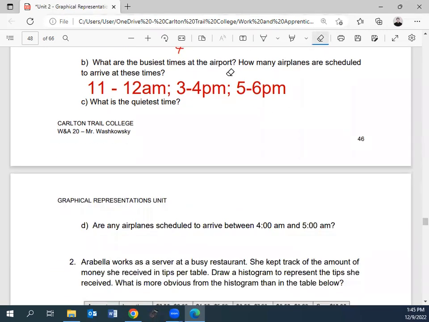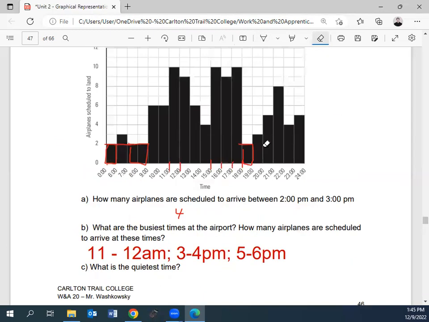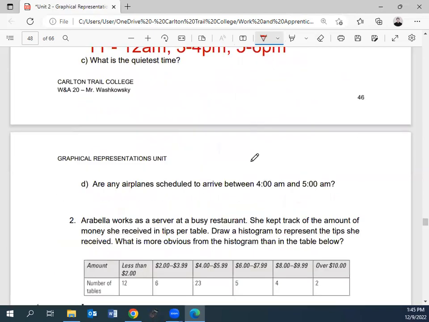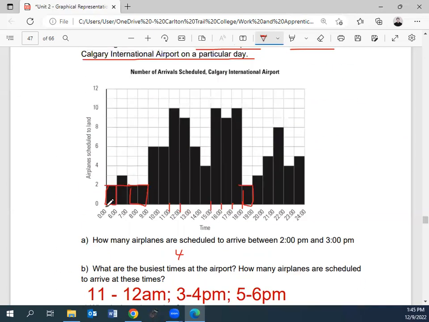And then, are any airplanes scheduled to arrive between 4 a.m. and 5 p.m.? Oh, thank you, 4 a.m. and 5 a.m. Between 4 a.m. and 5 a.m. Well, it doesn't say 4 a.m. and 5 a.m. You're right. So all it says is that from midnight to 6 a.m., that's this thing here, right?